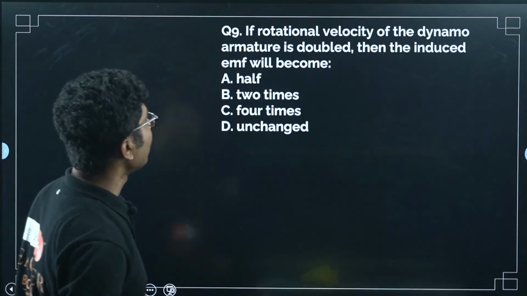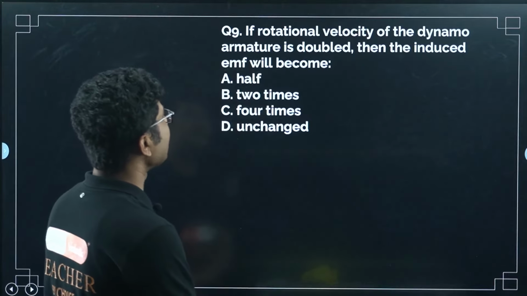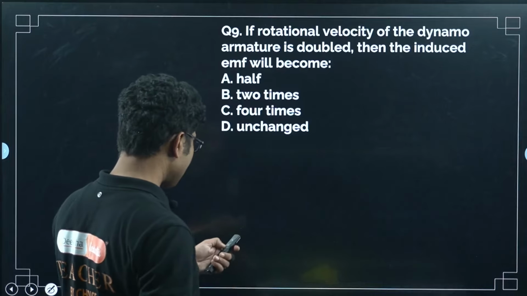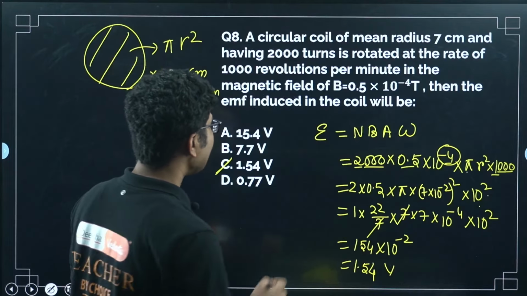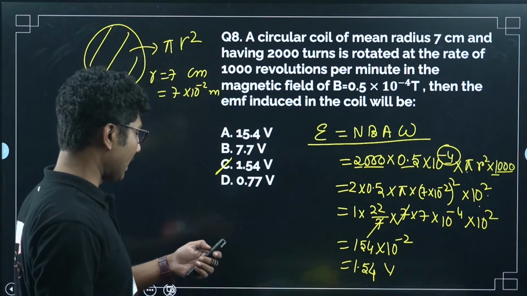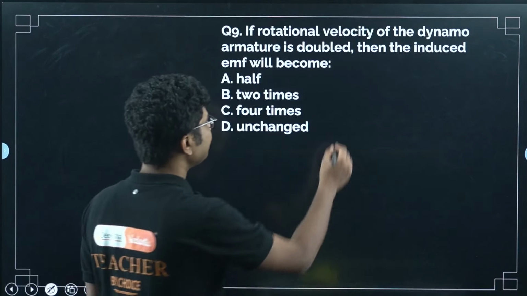Now, if the rotational velocity of the dynamo armature is doubled, then the induced EMF will become... So we have just seen the formula that it is NBA omega, right? So the induced EMF is NBA omega.